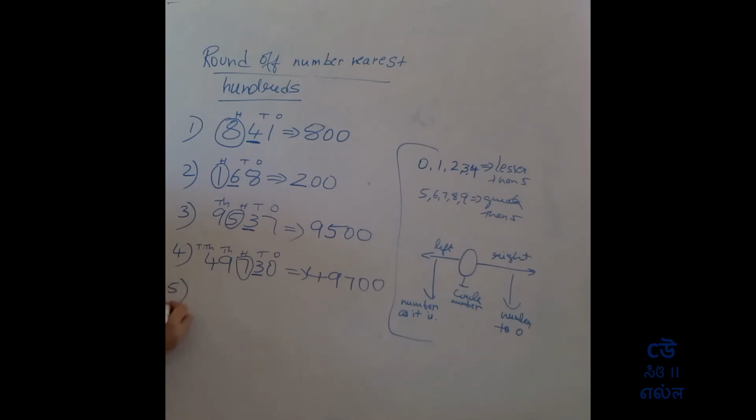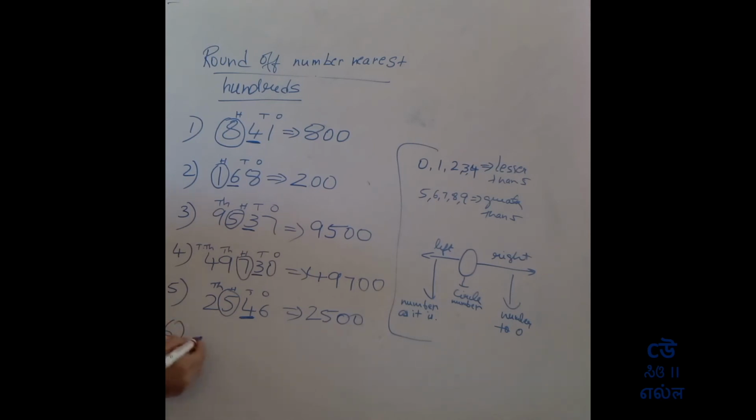Okay. Next, fifth problem. 2546. Okay. First ones, tens, hundreds, 1000. Circle hundreds place. Consider the next right side, that is tens place, 4. 4 is less than 5. So, the hundreds place number will be as it is. So, 2, 5, right side will be 0, 0. Okay.